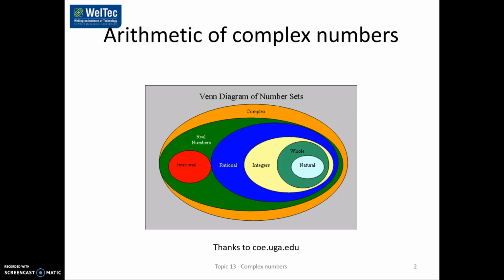Now, you might think, why do we need to study complex numbers for engineering? Well, complex numbers are the biggest set of numbers. All of the other numbers that you can possibly think of come within the set of complex numbers. Natural numbers, whole numbers, integers, rational and irrational numbers, all of them come within the set of complex numbers. So they really are important.